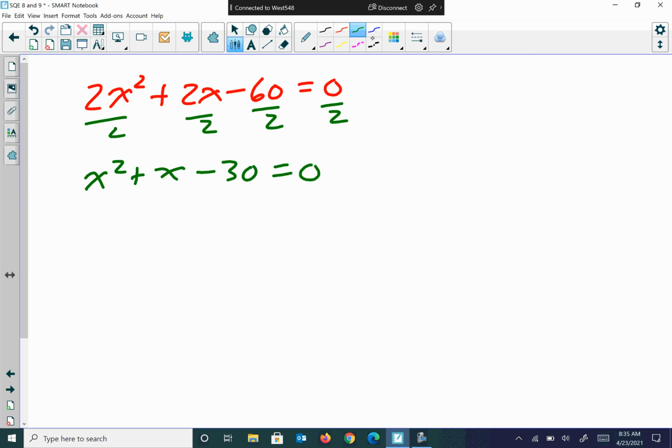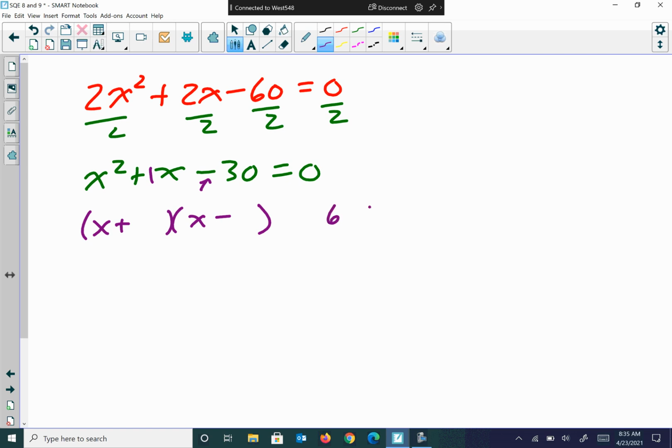All right, now this is set up like one of the ones that we just worked on. Okay, so I have x and x. In order to get a negative number, I have to have a positive and negative. Can anyone think what two numbers I could multiply together to give me -30, add together to give me +1? What do you got?